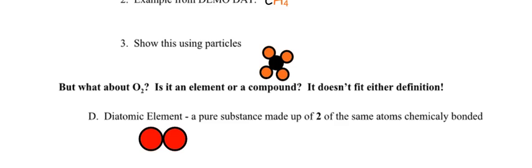Why is it not a perfect fit for just a plain old element? Because you can break down O2 into O's, an O and an O, all right? So it doesn't fit the pure definition where it says it cannot be broken down. You can break down these diatomic elements, okay? So that's why you give it a little special name there, okay?